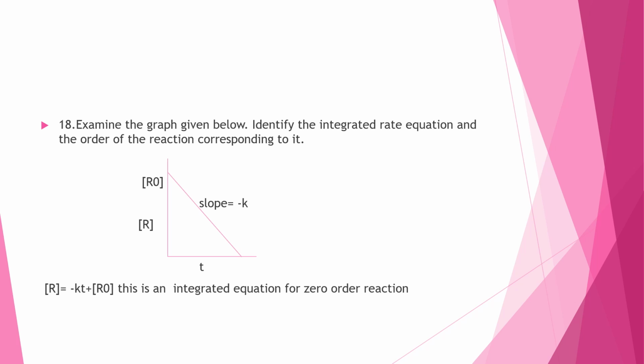So y is R and m is the slope, and c is the y-intercept. y is equal to mx plus c. So here R is equal to minus kt plus R0. Here minus k is the slope. So this is an equation for a zero order reaction.